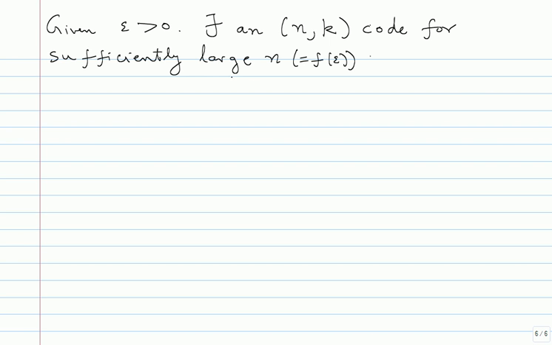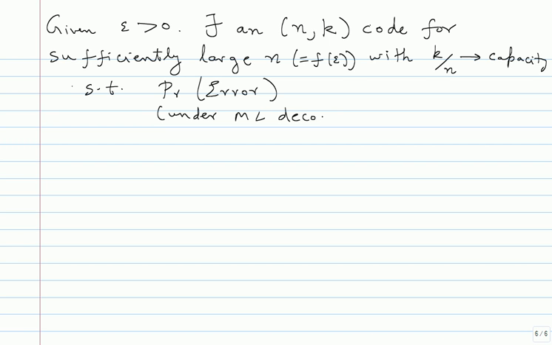There exists an (n, k) code for sufficiently large n with k by n approaching capacity, such that the probability of error, let's say under ML decoding, is less than epsilon. Just to be very clear, ML decoding or bitwise MAP decoding, whatever you want to choose. There are in fact even other suboptimal decoders which will work here.